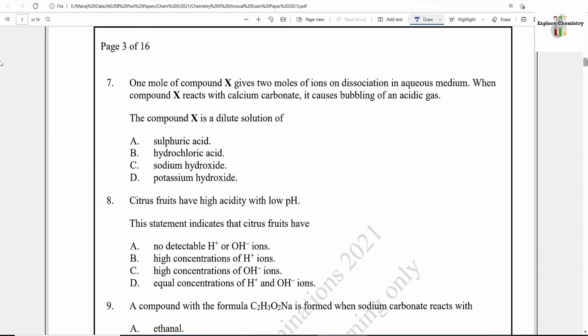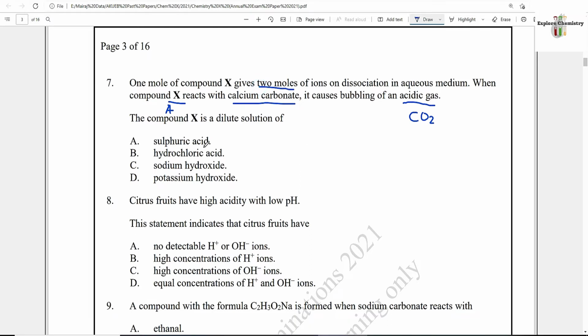Number 7, 1 mole of a compound X gives 2 moles of ions on dissociation in aqueous medium. When compound X reacts with calcium carbonate, it causes bubbling of an acidic gas. Only acids are able to react with calcium carbonate, forming carbon dioxide gas, which has an acidic nature. Means this X is an acid because acid will react with carbonate or bicarbonate and form carbon dioxide gas. Now you have to identify which acid this is. When it ionizes, it will give you 2 moles of ions.